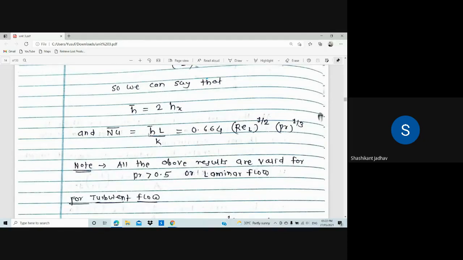So therefore all of you write down: Nusselt number Nu dash, the average Nusselt number, is equal to h dash L by k, is equal to 0.664 Re raised to 1 by 2 Prandtl raised to 1 by 3.